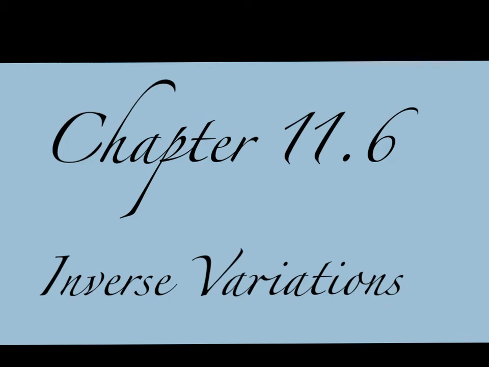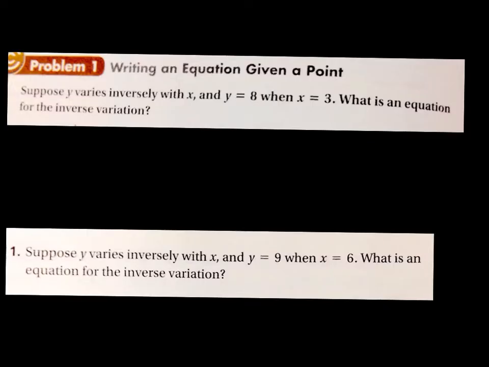11.6 is all on inverse variations. Inverse variations are graphs of rational functions. So there's equation forms of inverse variations, and there's two formulas for these. One is xy equals k, and the other is y equals k over x.